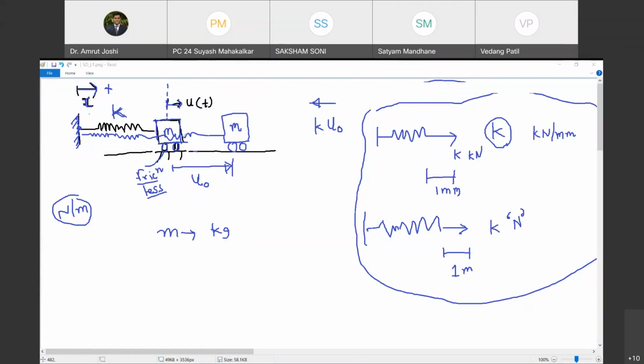So when the observer started observing the phenomena, at that time the block M had already moved through distance u0 and it was occupying this position. So I'm going to call that instant, when the observer started observing the phenomena, t equal to 0. Are you with me? Yes, sir. Okay. So t equal to 0 is that instant.